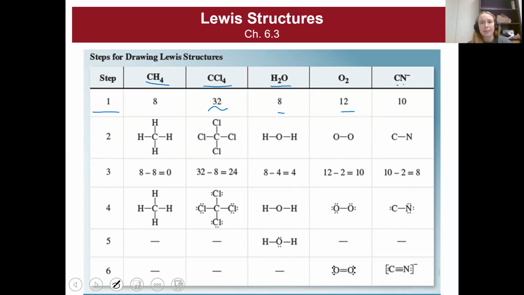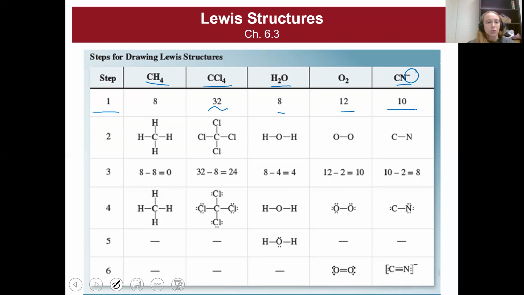And finally, this is the cyanide ion. We've got carbon and nitrogen. Carbon contributes 4, nitrogen contributes 5, so that gets us to 9. The fact that we've got this negative charge means we have an extra electron in our ion, so that extra electron gets us to 10. So that's step 1 for all of these different molecules and ions. Only one's an ion, but I'm going to keep saying ions.